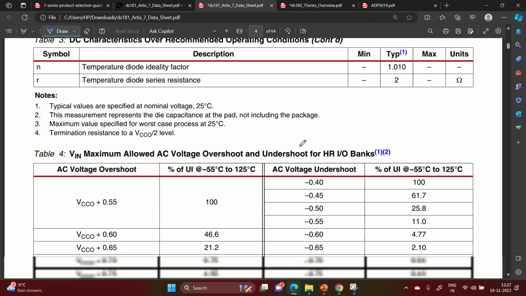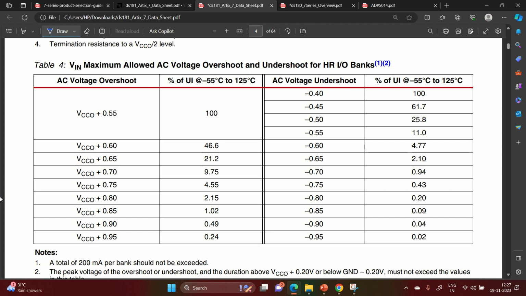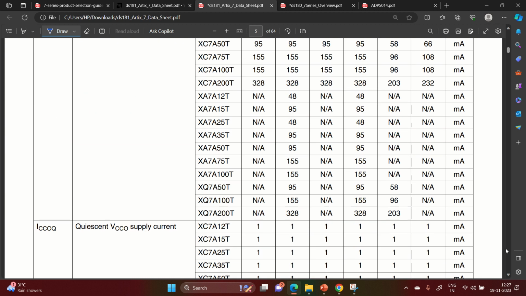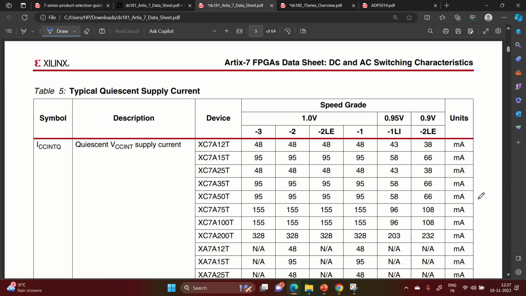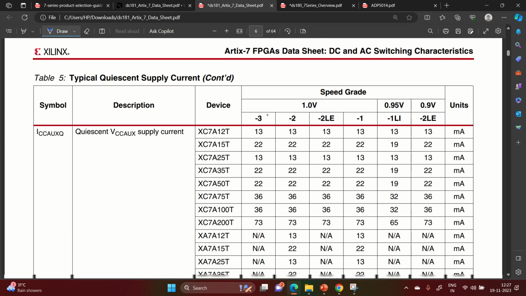Good. Proceeding to the next thing, overshoot and undershoot, I will not be talking about, because we have already talked about the operating voltage, and there the accuracy was given, so we'll try to achieve that. Next, typical quiescent supply current is also given. If you want to read it, you can read it. Otherwise, there is no need at all.